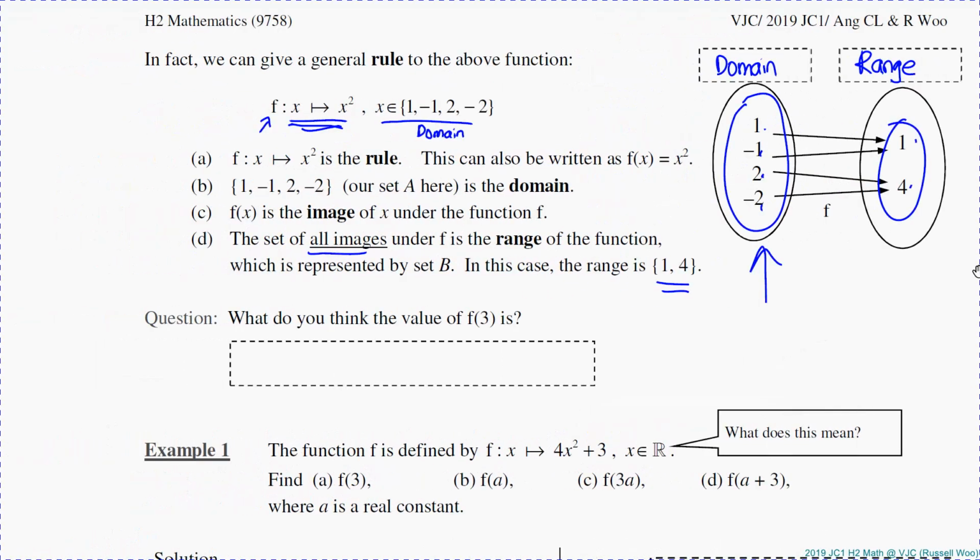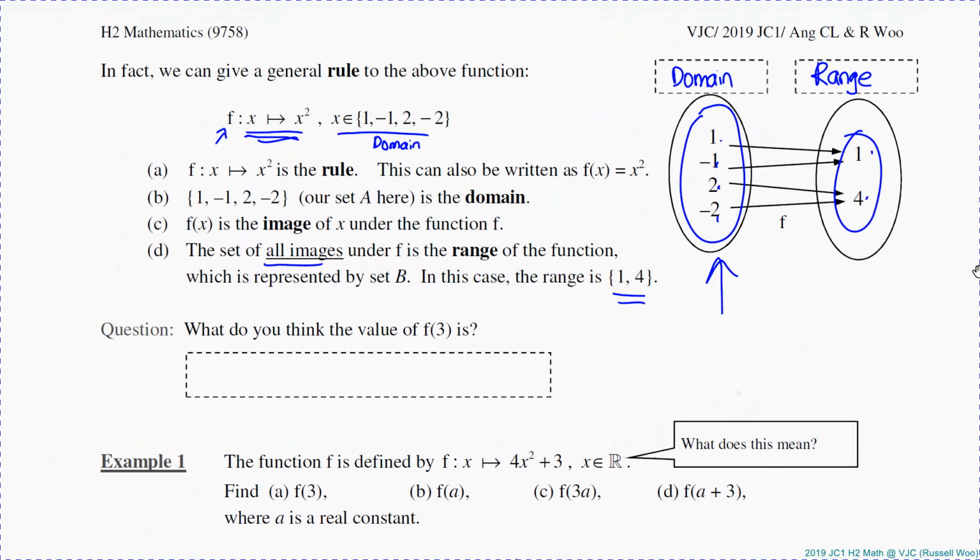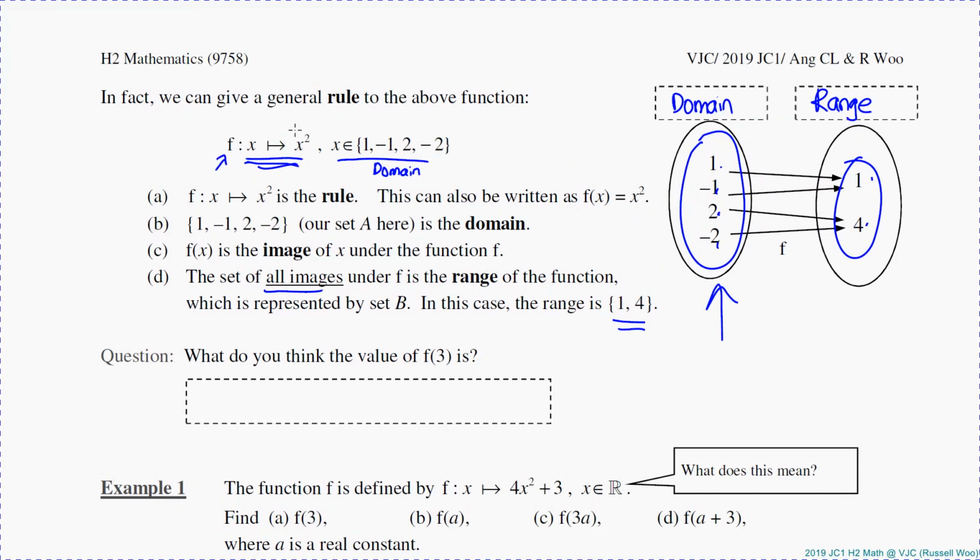There's a question here, what do you think is the value of F(3)? The tempting thing to do is to say F(3), because you really take a look at this one, the rule is x mapped to x squared, F(3) must be 9. Right? Unfortunately, the answer is not 9.